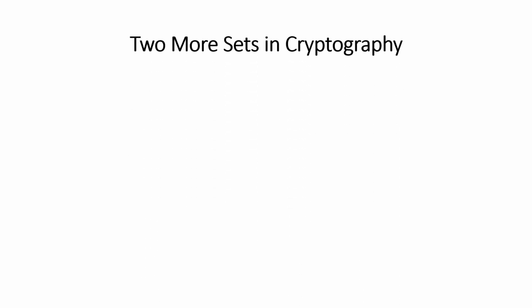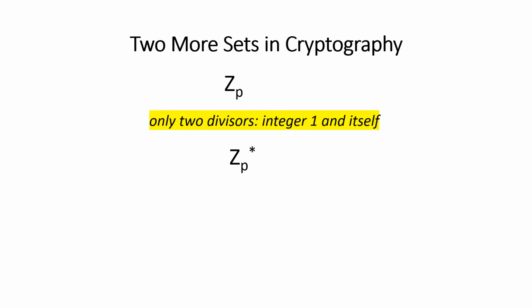Cryptography often uses two more sets, Zp and Zp*. The modulus in these two sets is a prime number, with only two divisors, integer 1 and itself. The set Zp is the same as Zn except that n is a prime. Zp contains all integers from 0 to p-1. Each member in Zp has an additive inverse, and each member except 0 has a multiplicative inverse.